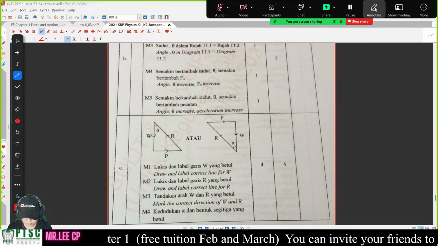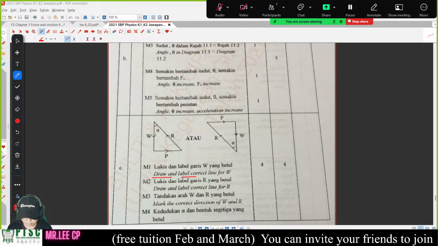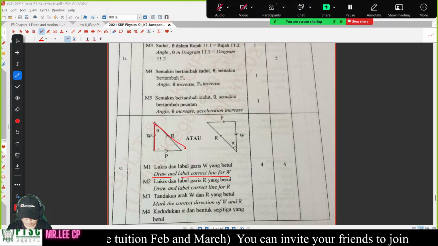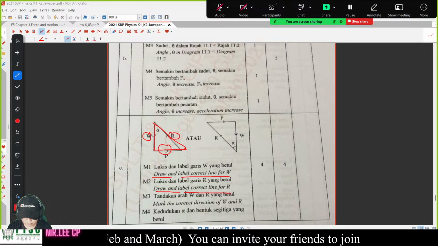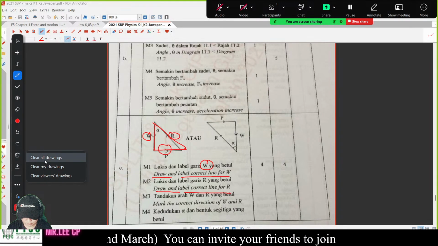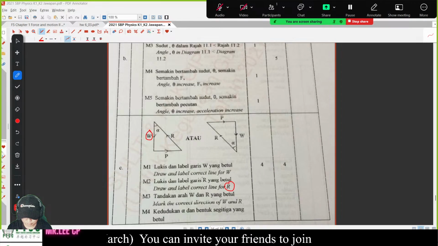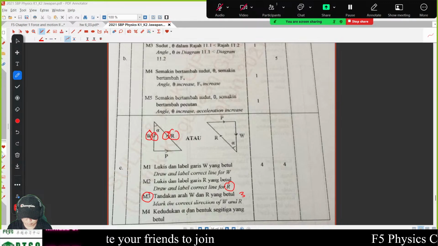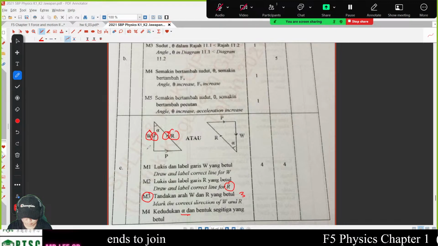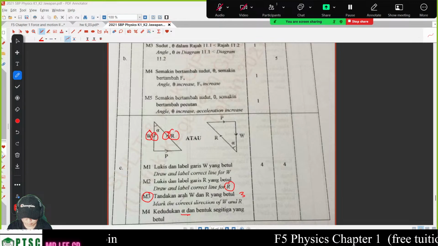Now we see how the mark is given as 4. Draw and label, correct the line. Mark 1: draw and label correct for W. W 1 mark. R 1 mark. Mark the direction correct for W and R, 1 more mark. That is 3 marks. And then alpha, if you don't put in, no mark. You put in, you get 1 more mark, 4 marks. So if you forget to put the alpha, you get 3 marks.